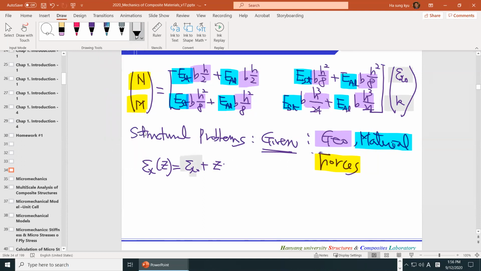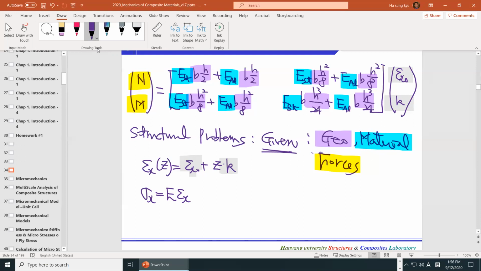Right, this term and this, and which is the AAK here. So once we have epsilon x, we can simply calculate the EX stress using the stress-strain relations. So these are the equilibrium equation and assumption and so on.